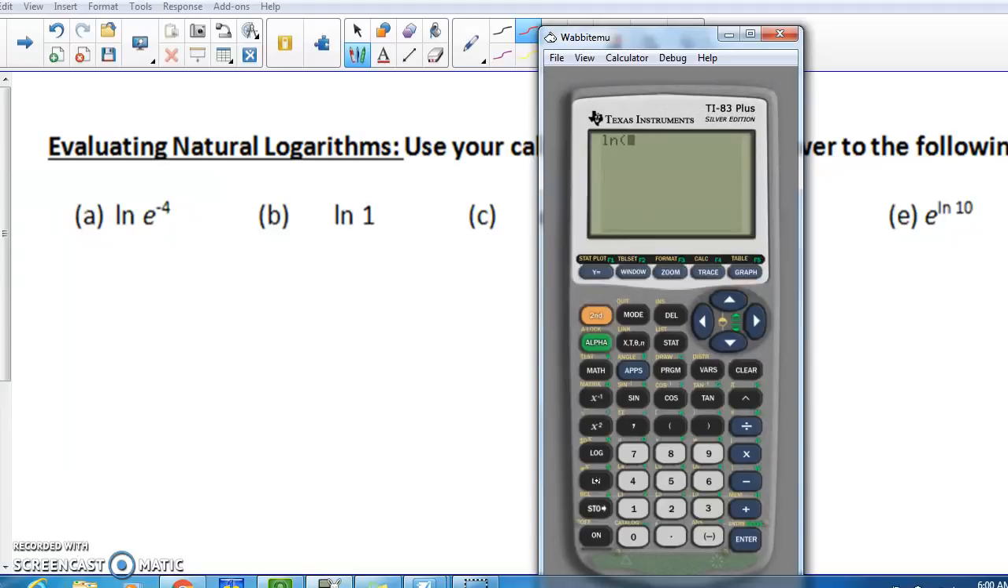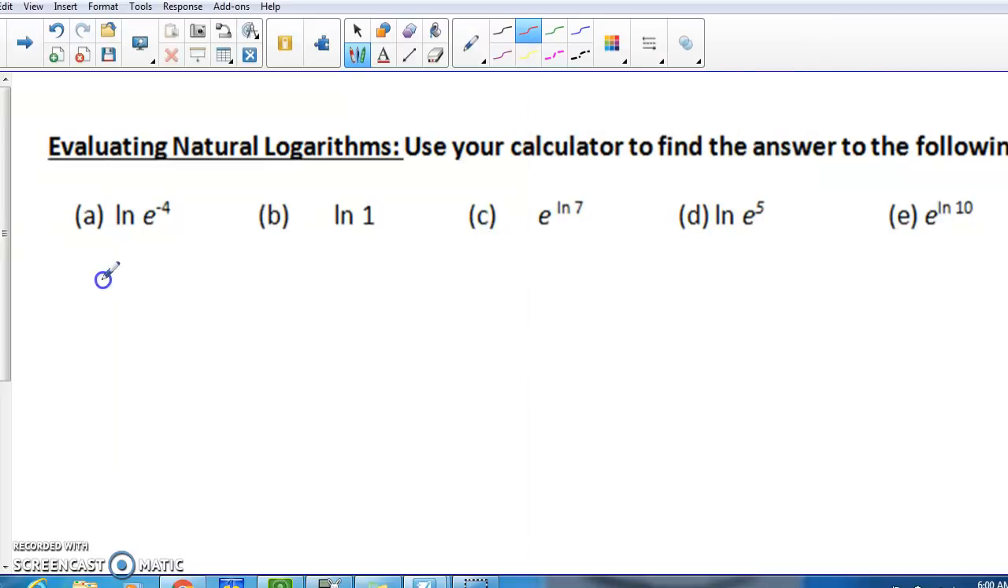Now, to get e, it is in two places. e is either in yellow above the ln. There is also an e above the division sign. Well, when do you use which one? Well, if you notice the one above the ln, it says e to the x. So if your e has an exponent, I would use that one. And since our e does, I would do that. So I would say second ln, and then type in that negative 4. And ln of e to the negative 4 is just negative 4.